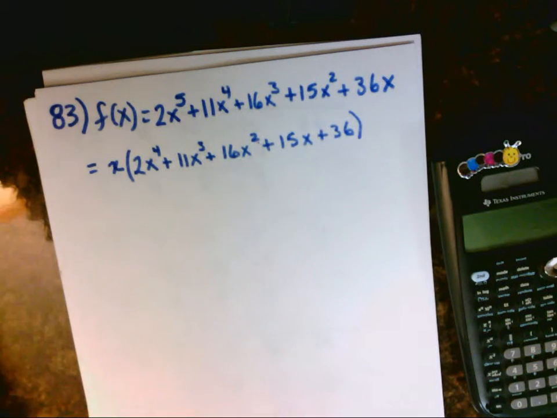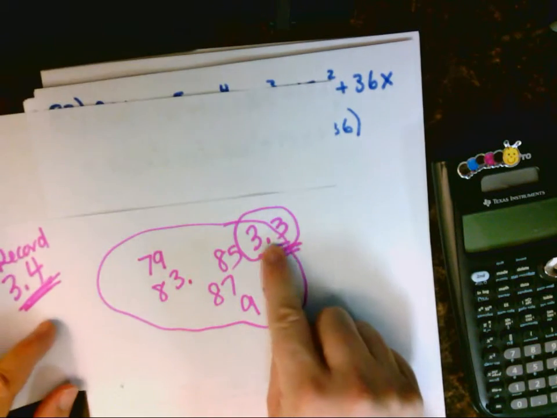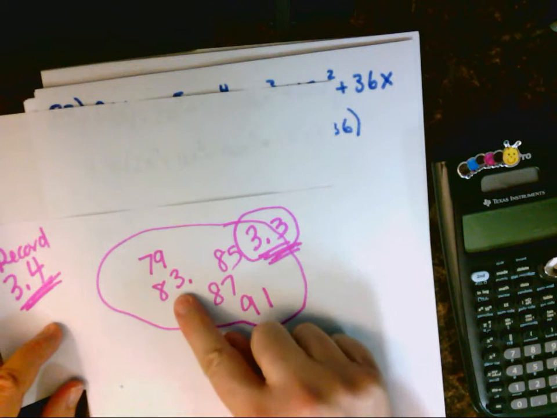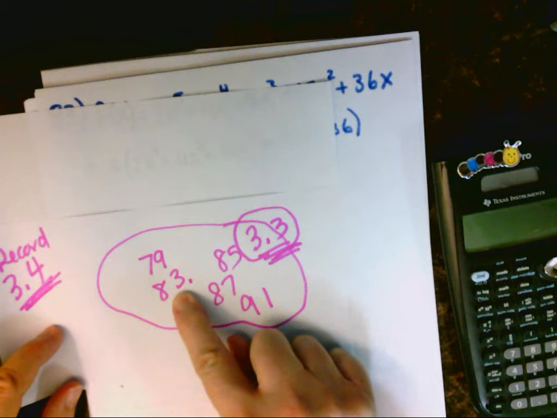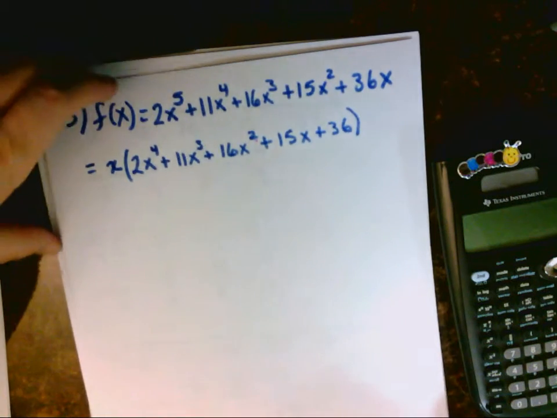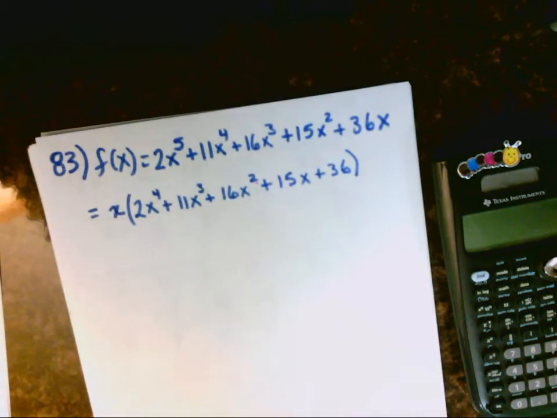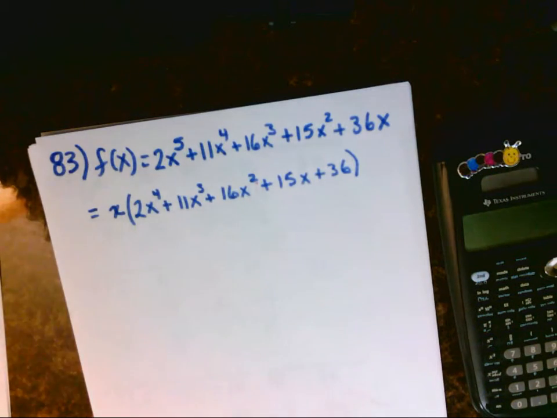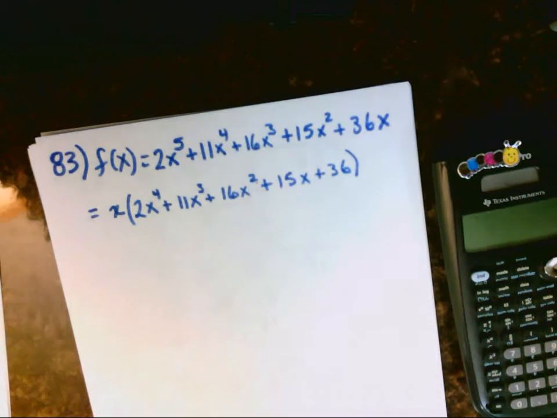Okay, let's get started. This is one of the questions from 3.3 that was assigned. I promised I would work one of those, and so I have chosen number 83. I copied the problem down, and I want to go through with you how I worked this on my own. The first thing I noticed is that there was a common x.